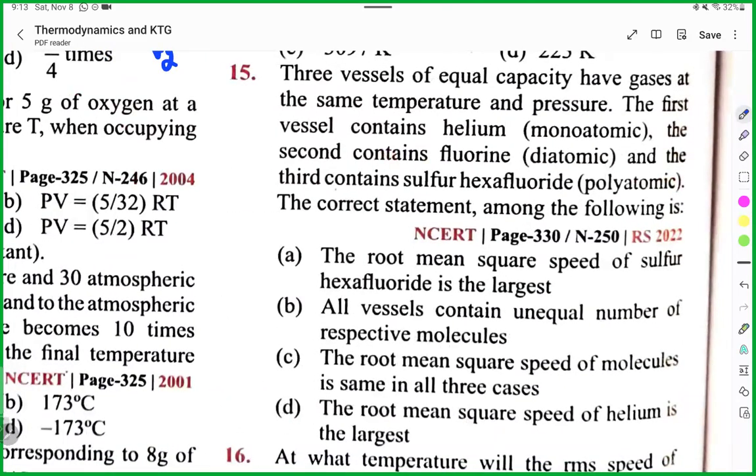Fifteenth question. Three vessels of equal capacity, this word is important, have gases at the same temperature and same pressure. Same capacity, so volume is also the same. The first vessel has helium, the second vessel has fluorine, and the third vessel has sulfur hexafluoride. Which statement is correct?